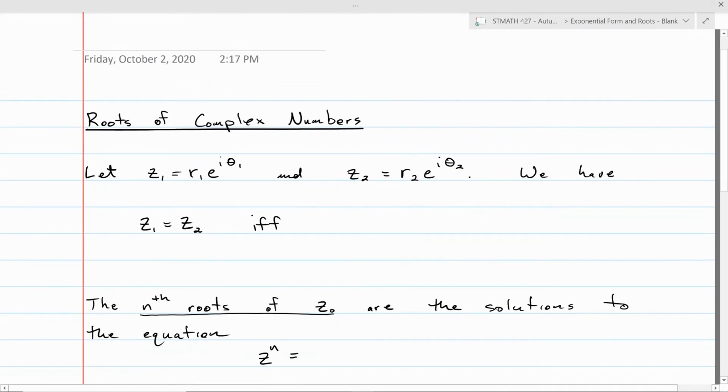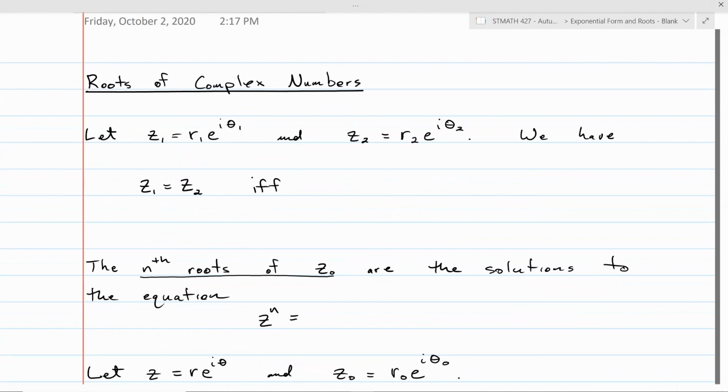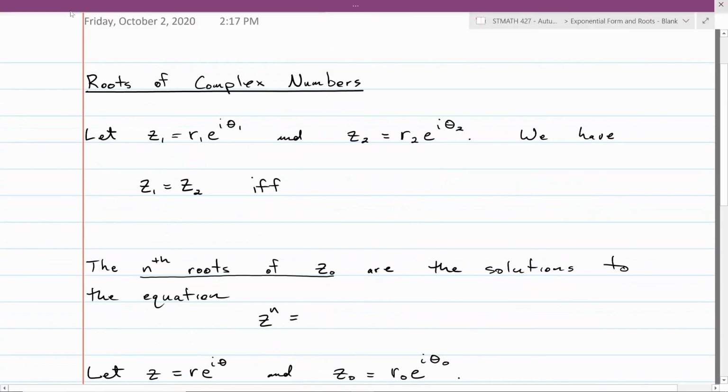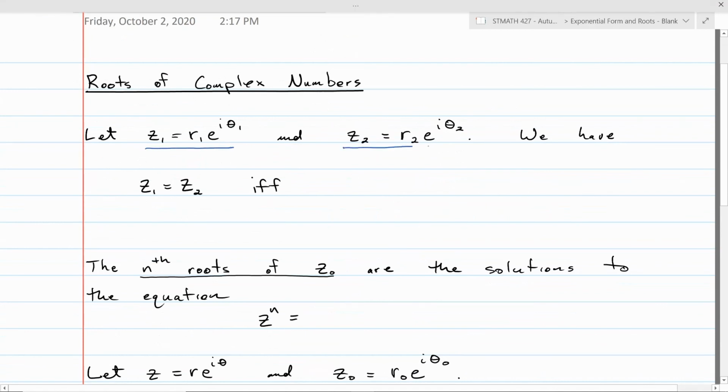Okay, the last topic that we're going to talk about in this lecture is the topic of roots of complex numbers. So a little preliminary: when we have our complex numbers in exponential form, like z1 equals r1 e to the i theta 1 and z2 equals r2 e to the i theta 2, we know that those representations aren't necessarily unique because for the angle you can just add multiples of 2 pi on. But we still want to know, how do we tell when two complex numbers in their exponential form are equal?